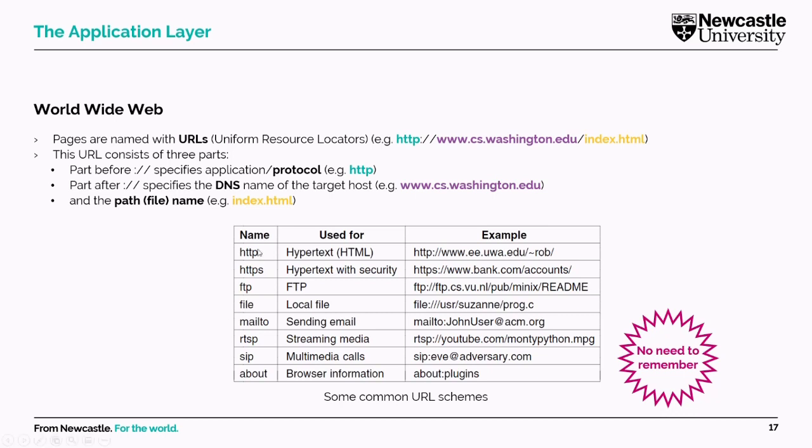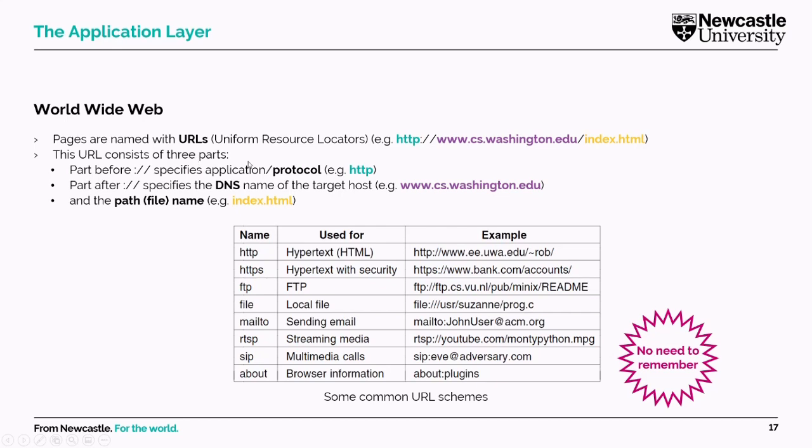But you also have other protocols as shown here. You can use FTP to transfer files, so that's short for File Transfer Protocol. You can use file to view a local file in your file system. You can use mail to if you want to send an email. And there are other different kinds of protocols your browser is usually compatible with and can run.